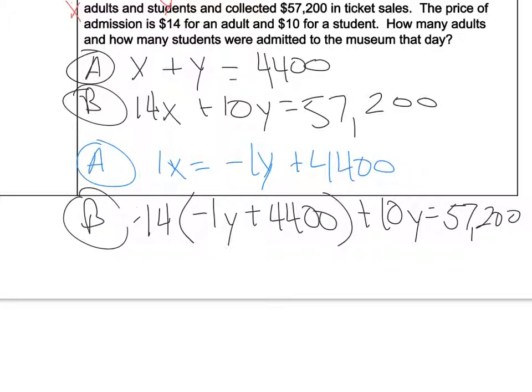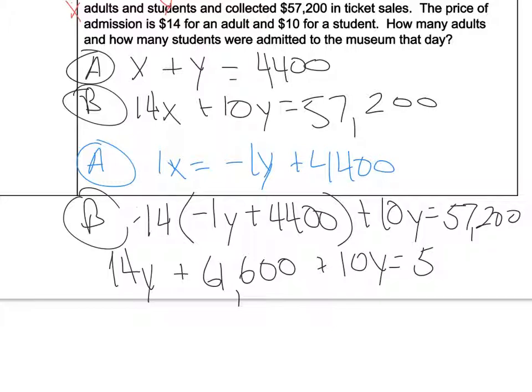57,200. So we distribute here, and we're going to get a positive 14y plus, and I've got my calculator here on my phone. So 14 times 4,400, that's 61,600, which is roughly my IQ, plus 10y equals the 57,200.